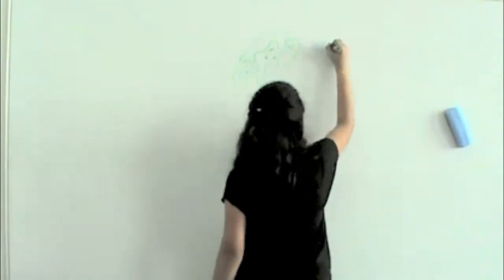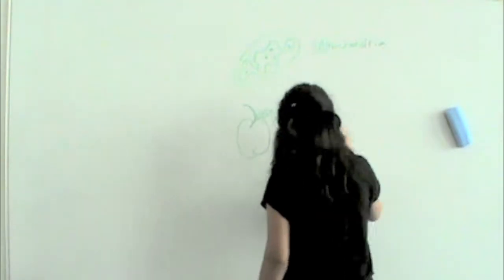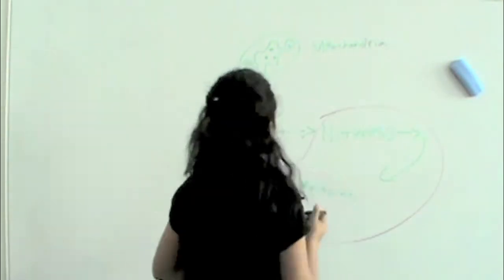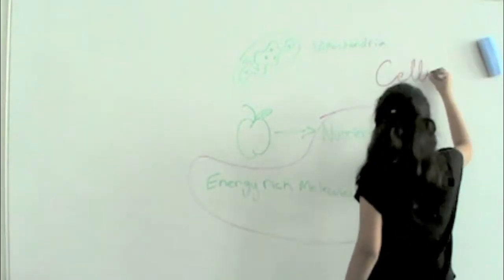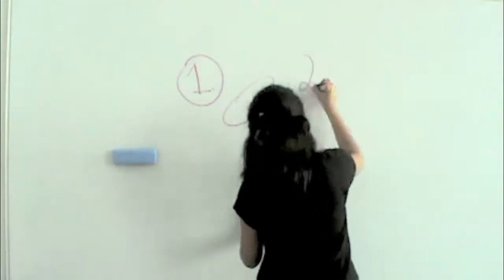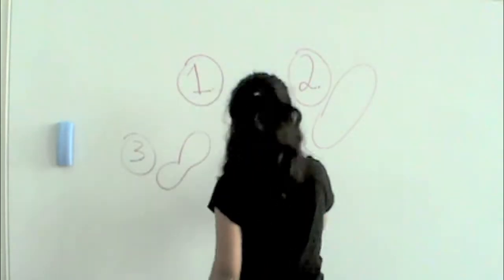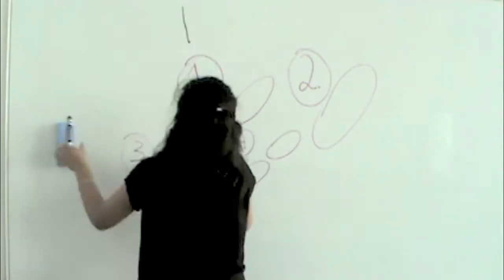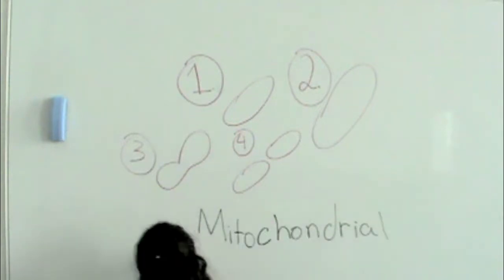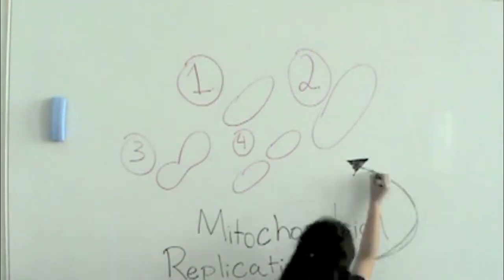Our next organelle is going to be the mitochondria, which makes energy for the cell by taking nutrients from the food we eat and turning that into energy-rich molecules for the cell, and that process is called cellular respiration. Some cells have over 2,000 mitochondria, while others have none. More mitochondria can be made when one gets bigger and then splits in half. This process is called mitochondrial replication, and it's super cool.